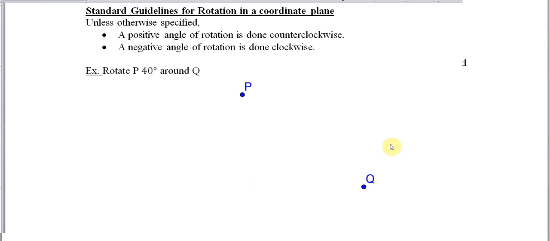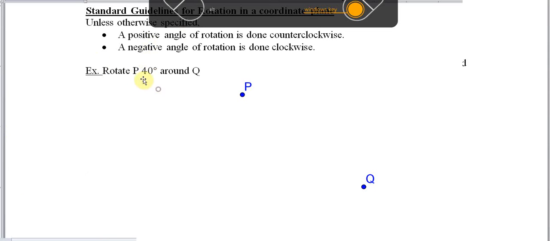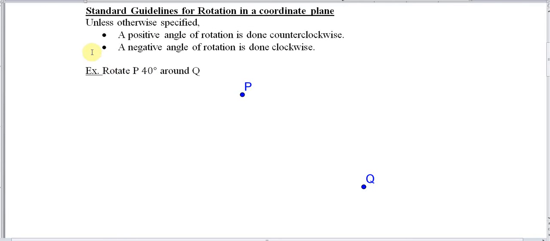Okay, so we have this problem here. What we want to do is rotate point P 40 degrees around point Q. Q here is going to be known as the center of rotation. Q is the center, and P is the thing that we're rotating around. So we need to take this point P and spin it at an angle of 40 degrees.